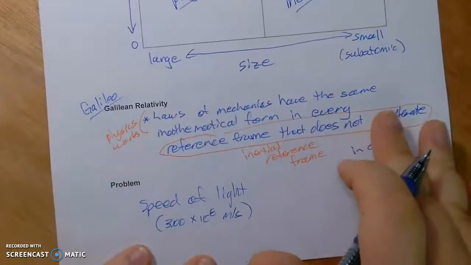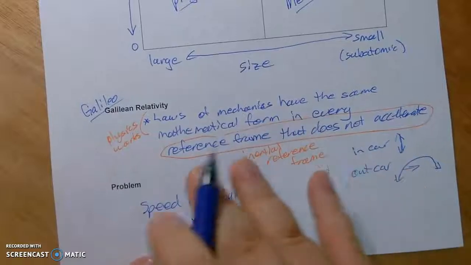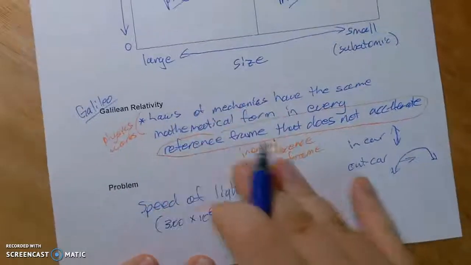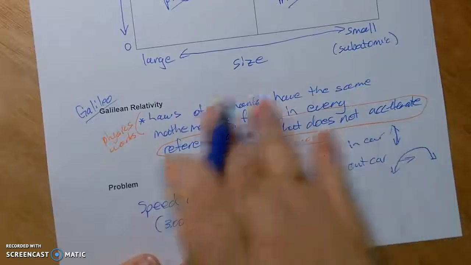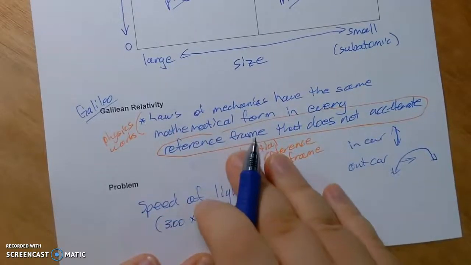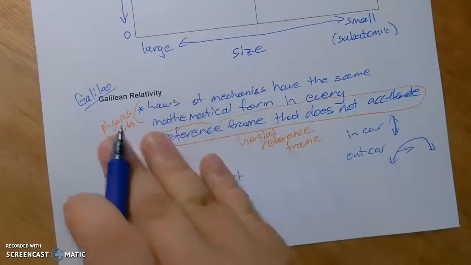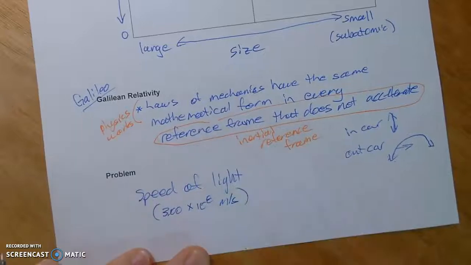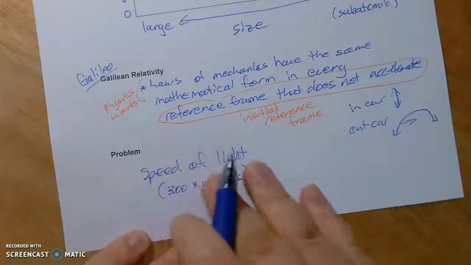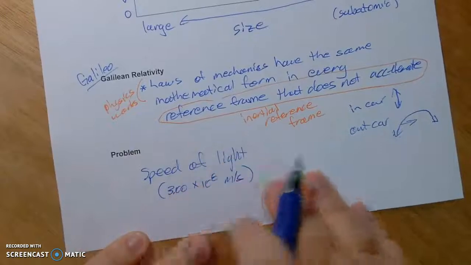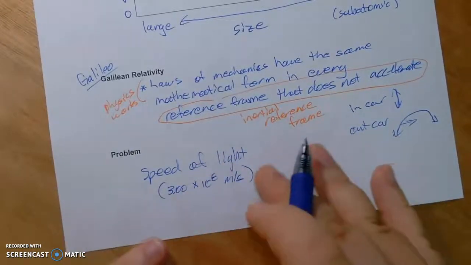We have the first of our three relativity ideas here, the one that we've been working with and the one that we understand almost intuitively, which is Galilean relativity. Physics works in inertial reference frames. And then the first major problem with that is the speed of light. And we're going to see how Einstein handled that.